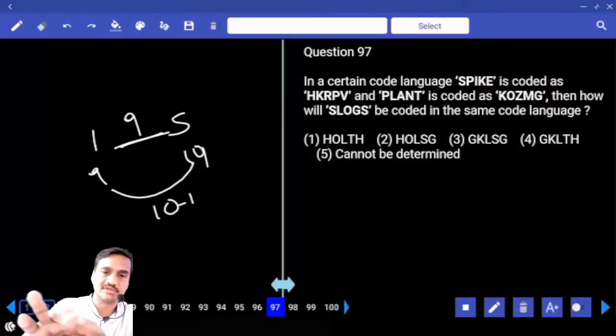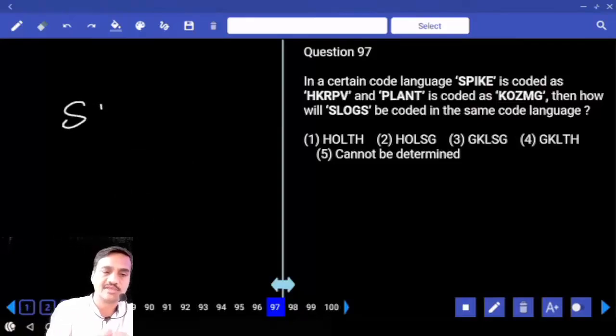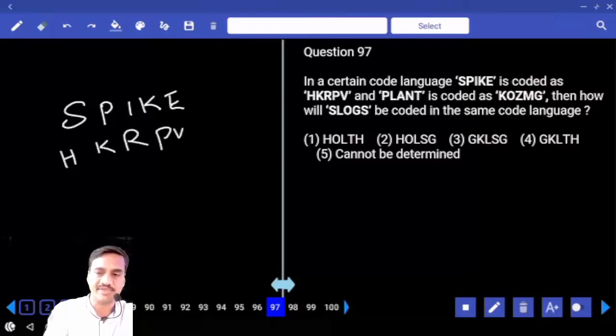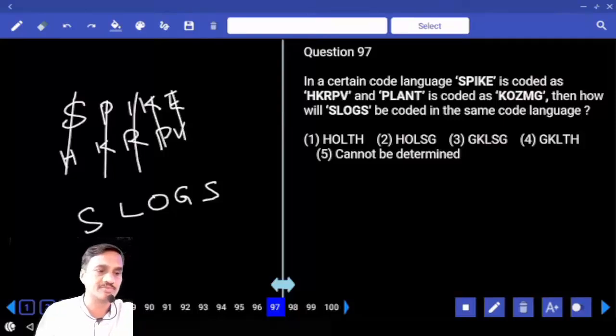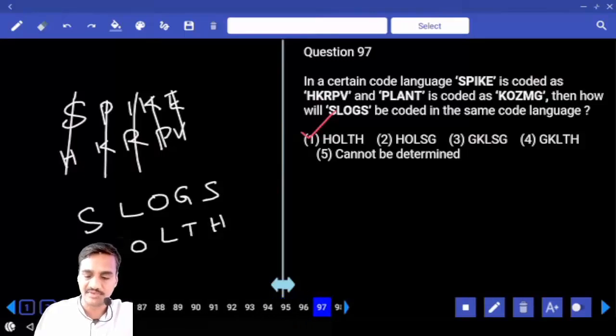And 97, now in this word spike, S-P-I-K is spike. And its code is HKRPV. Then what is the code to the word slugs? Now S and H, tell me what is the relation? Opposite. P and K, they are opposite. And for S, it's opposite H, and it is choice 1, question number 97.